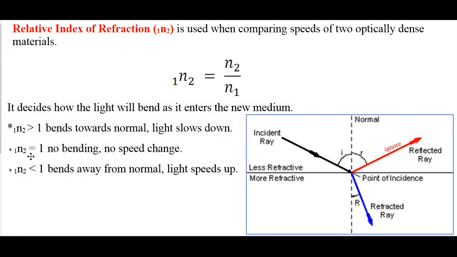If you have two mediums that are optically similar, you're going to get a result of 1, and when that happens, no bending occurs. There's absolutely zero speed change, and I'll show you what that means in a minute. And if you get a relative index of refraction that is less than 1, that means light's going to bend away from the normal and therefore speed up. So it's the opposite effect. It's going to hug near this boundary line. It's going to bend towards that boundary line a lot more.